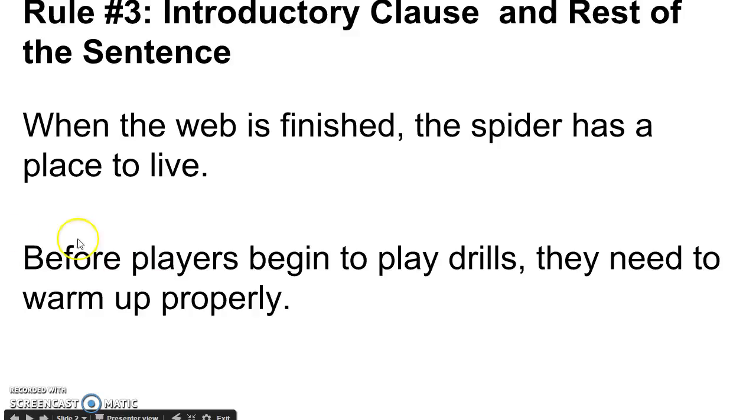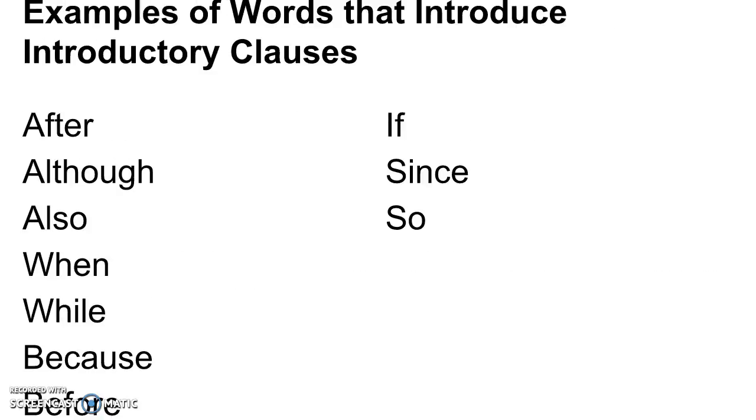Another sentence, before, is an example of our trigger word. Before players begin to play drills. What happens before players begin to play drills? They need to warm up properly. On a post-it, I would like you to please write an example of a sentence that follows this rule with a trigger, an introductory clause, a comma, and an independent clause.